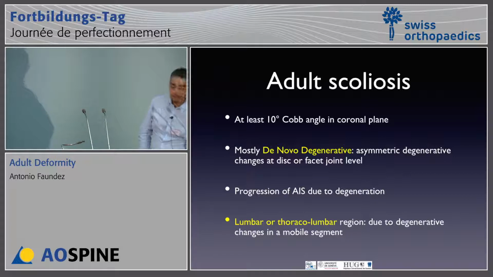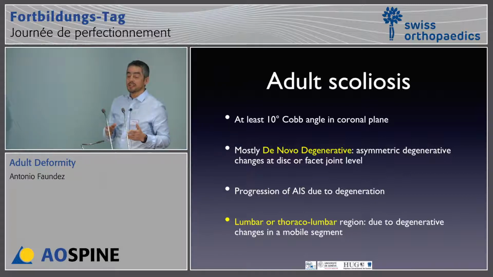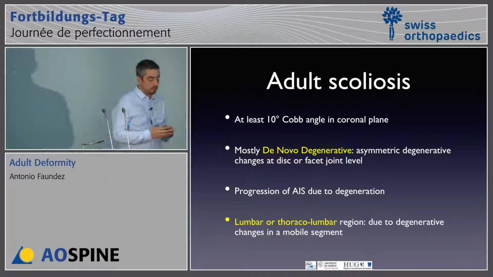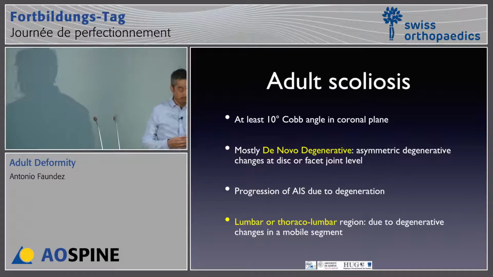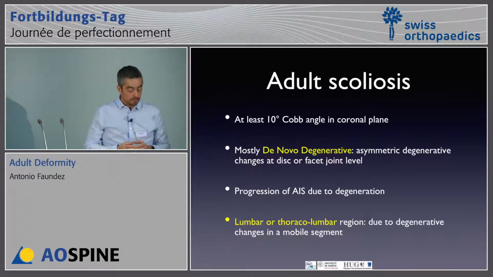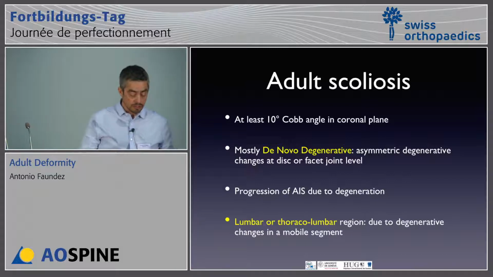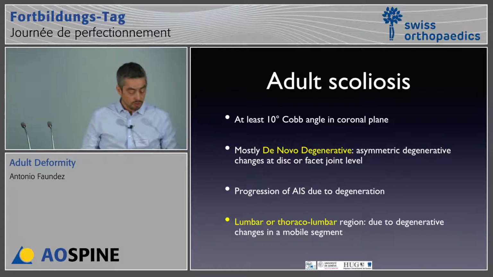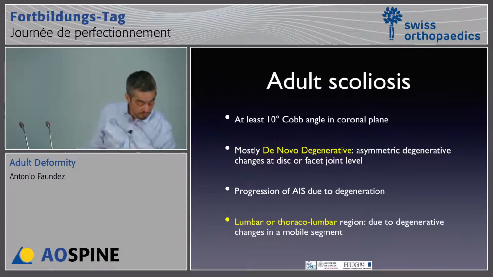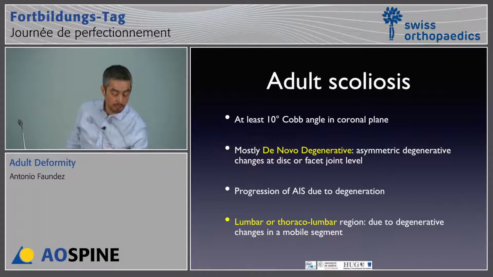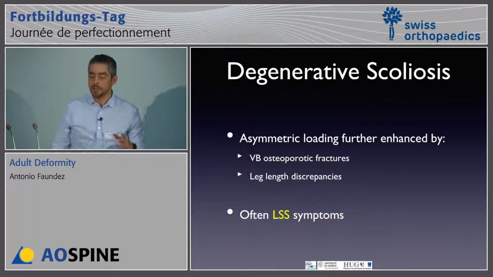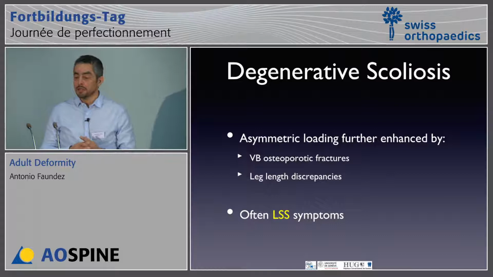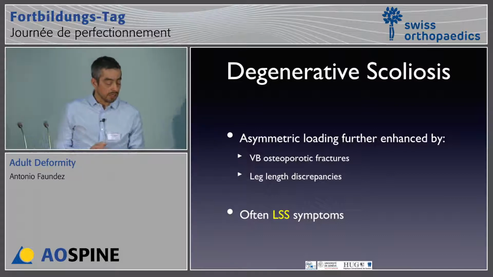And what we see in our practice is mostly degenerative de novo scoliosis. So asymmetric degenerative changes at the disc or facet joint level. And sometimes it can be a progression of adolescent idiopathic scoliosis due to degeneration, but it's usually located at extremities of the main deformity. So it's lumbar or thoracolumbar region, and it's due to degenerative changes in a mobile segment. And this has been described very well in a paper published in 2005 by Max Eby.